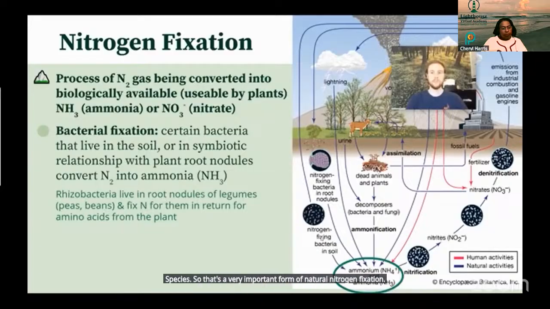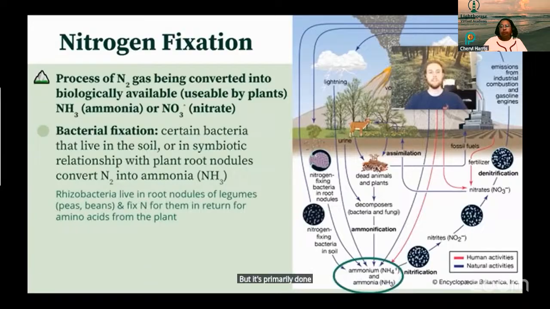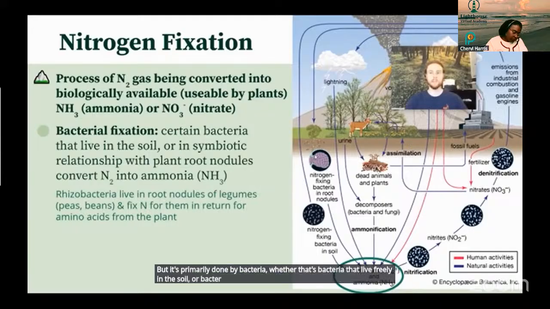So if we look at the diagram, we'll notice this blue arrow around atmospheric nitrogen. Again, it can be done by lightning, but it's primarily done by bacteria, whether that's bacteria that live freely in the soil or bacteria that live in the root nodules of certain plants.